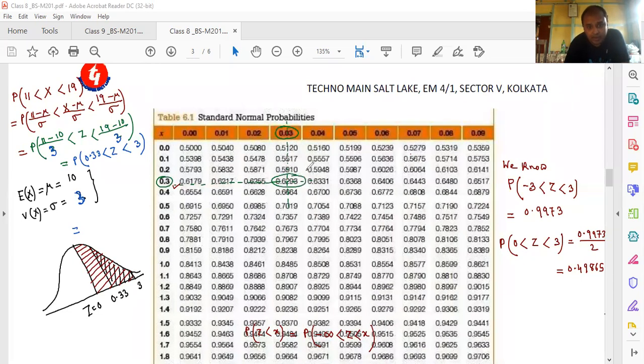But what is that probability? What is that value? This value is 0.6293. So in the chart, it is given that the probability of Z lying between minus infinity and 0.33 is equal to 0.6293. Okay. From this intersection point, we have found it. Now, let us mark it. So we have got the probability of this portion, the entire portion from minus infinity to 0.33.